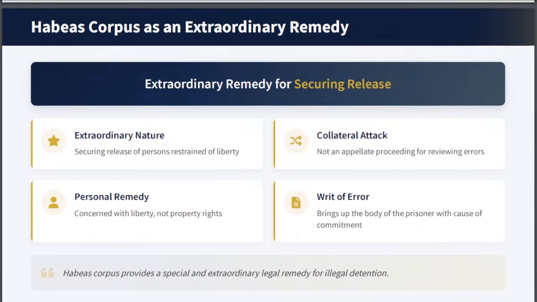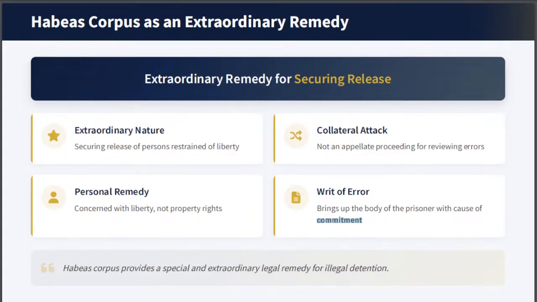All right, we're on to habeas corpus as an extraordinary remedy. The extraordinary remedy for securing release. There's an extraordinary nature: securing the release of persons restrained of liberty. There's a personal remedy concerned with liberty, not property rights. There's a collateral attack. It's not an appellate attack. It's strictly a collateral attack on the restraint of liberty without authority. And there's a writ of error, which brings up the body of the prisoner with the cause of commitment. So the writ of error is the extraordinary remedy for securing release.